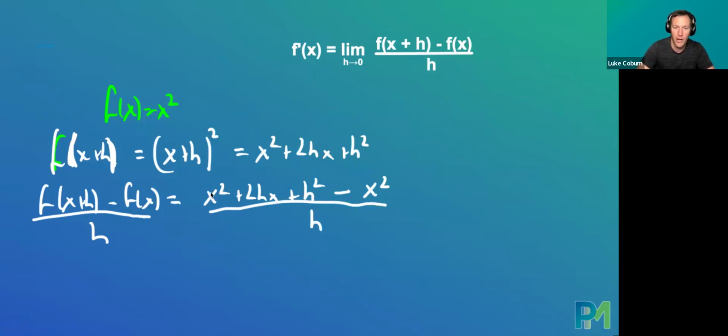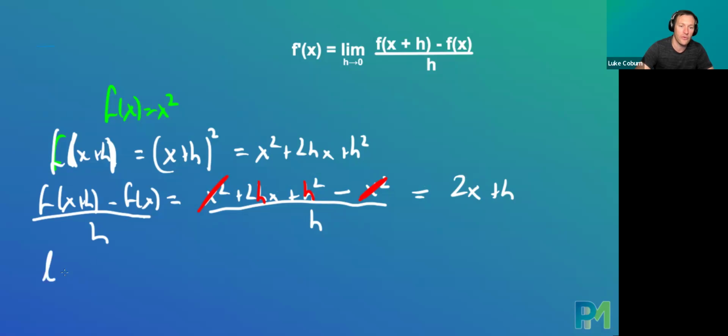You see, on the top line, we have things that don't have h in them, and we have things that do have h in them, and everything that doesn't have an h cancels out, and everything that's left has an h. So that means that we can cancel. We cancel the h with the first one. We have 2x, and then we cancel the h one. h squared divided by h is h. So we get 2x plus h.